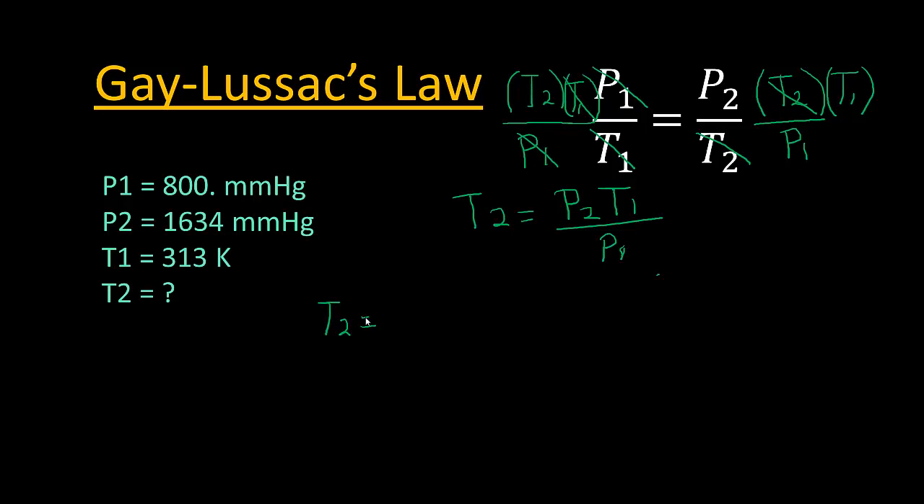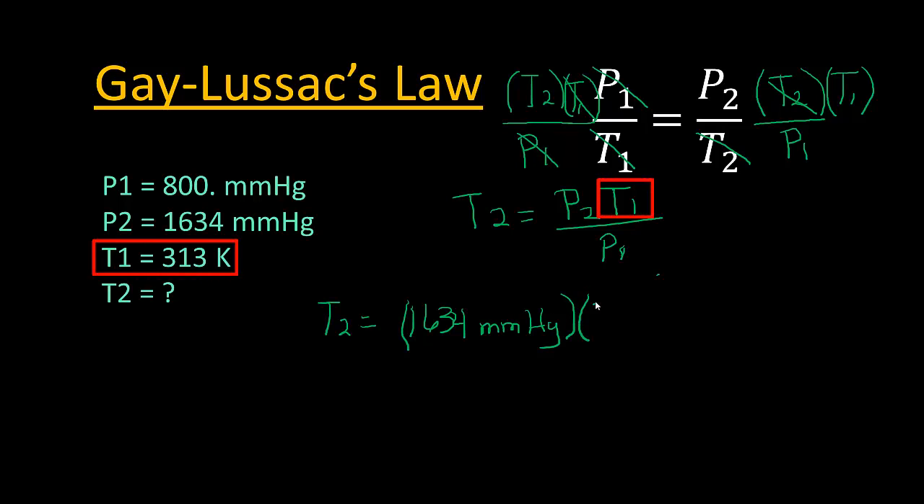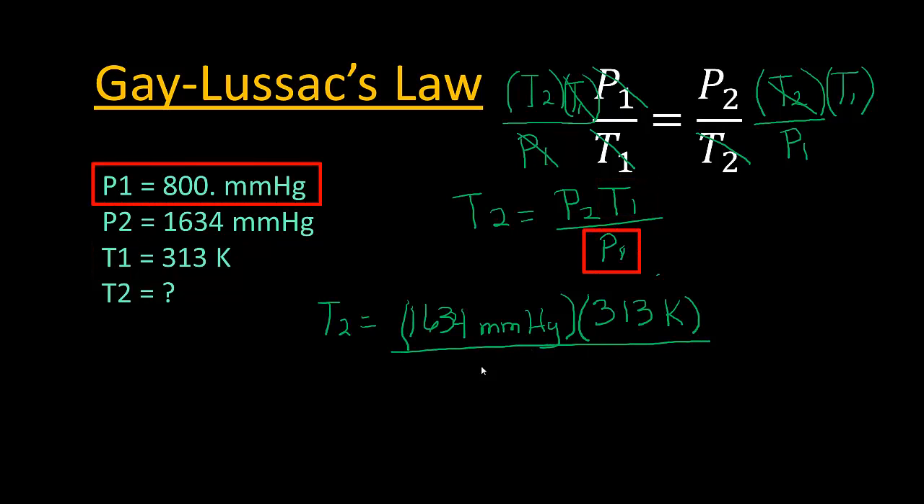Now I'm just going to plug in my variables. So P2 is equal to 1,634 millimeters of mercury, times T1, which is equal to 313 Kelvin, divided by P1, which is equal to 800 millimeters of mercury.